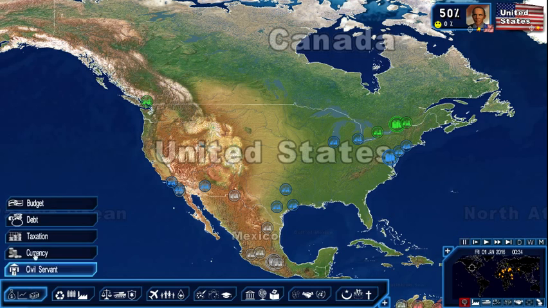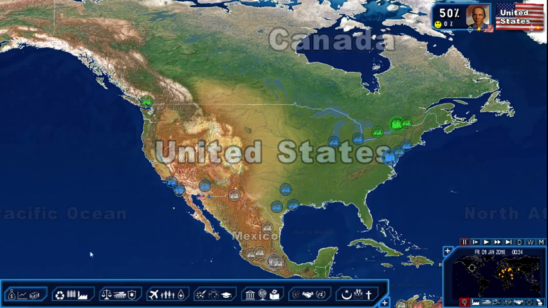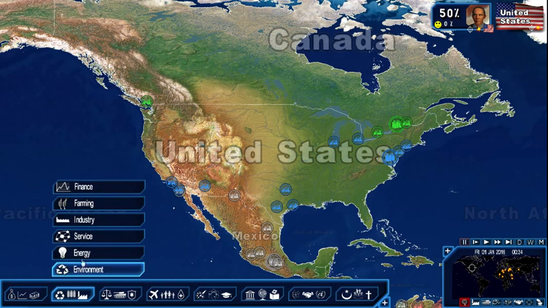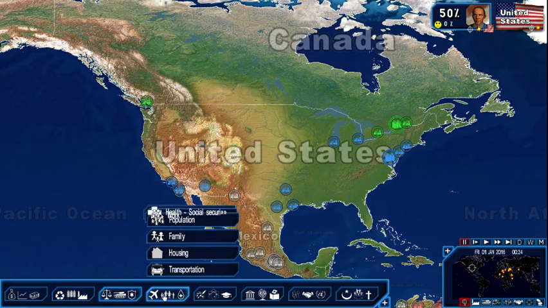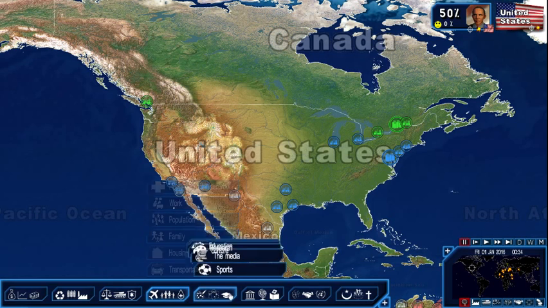I want to go real quick into budget and taxation. This is basically your government tab right here, where it deals with all the government stuff that you have to deal with: your monetary policy, your fiscal policy, and your people who are employed for you. This is economics, which breaks down into farming, agriculture, industry, services, etc. This tab deals with security information. This tab deals with basically health and wellness of the people.